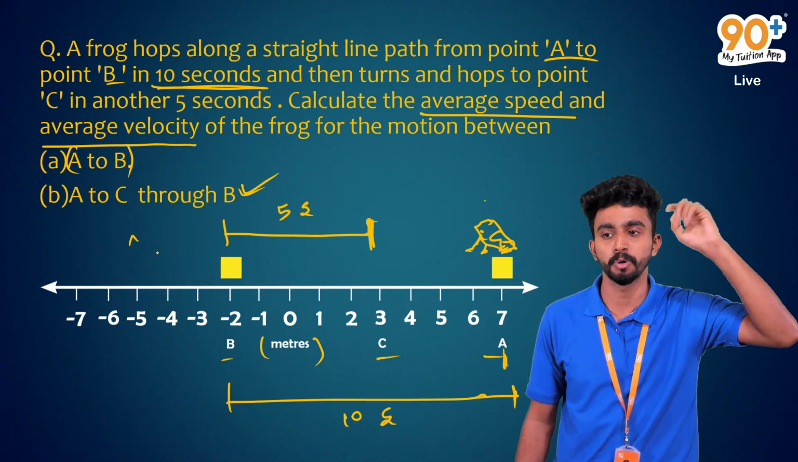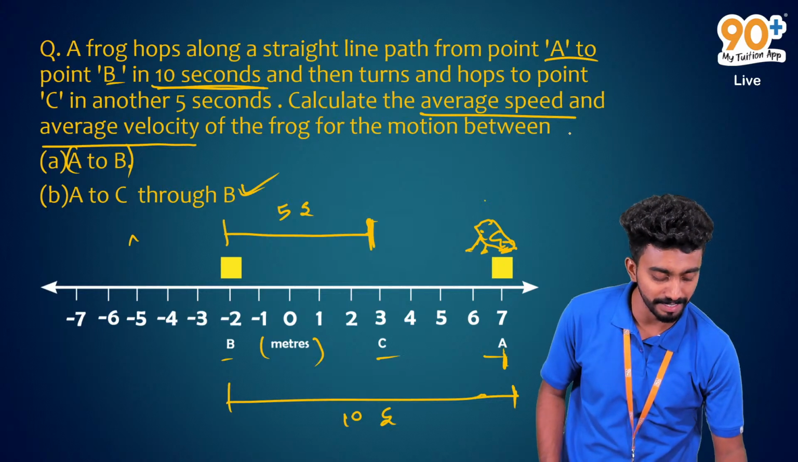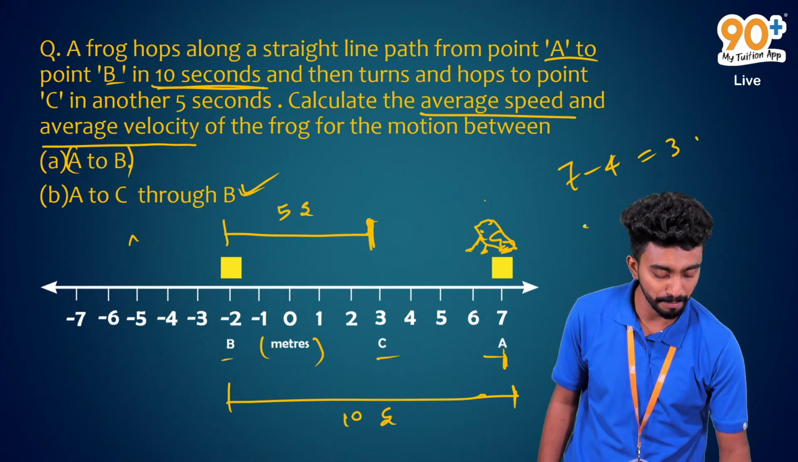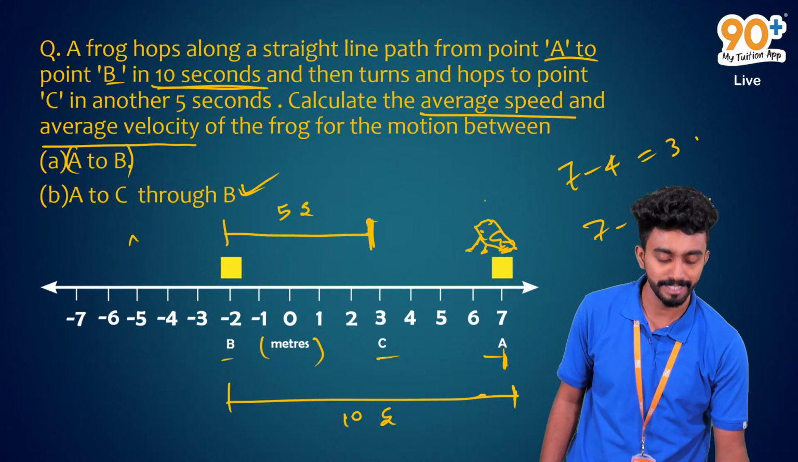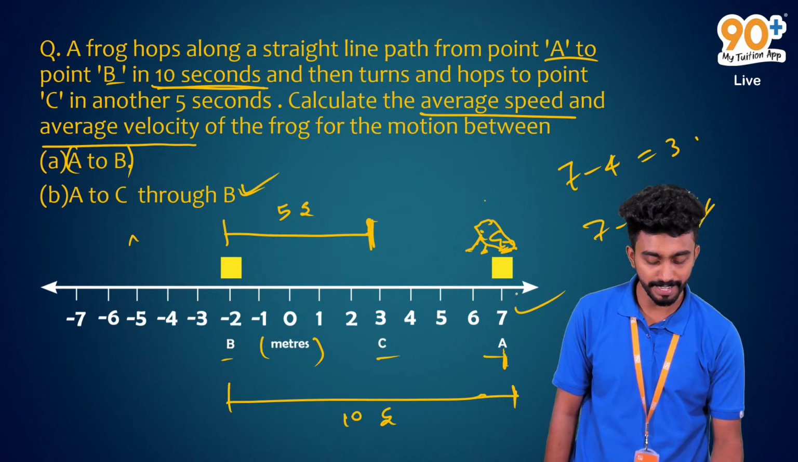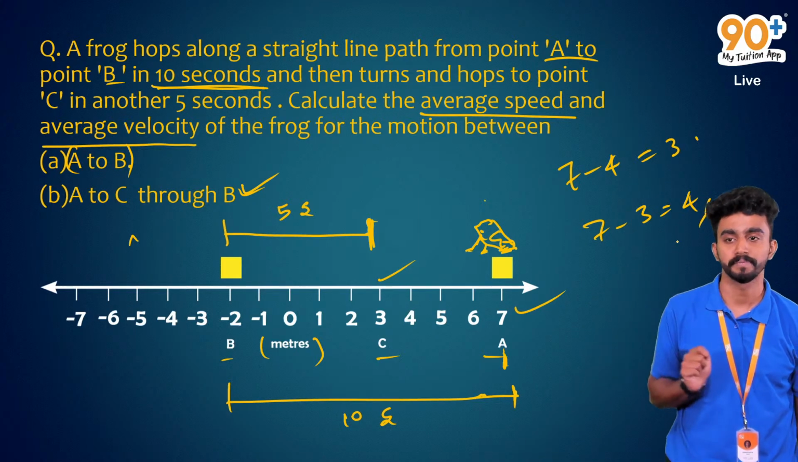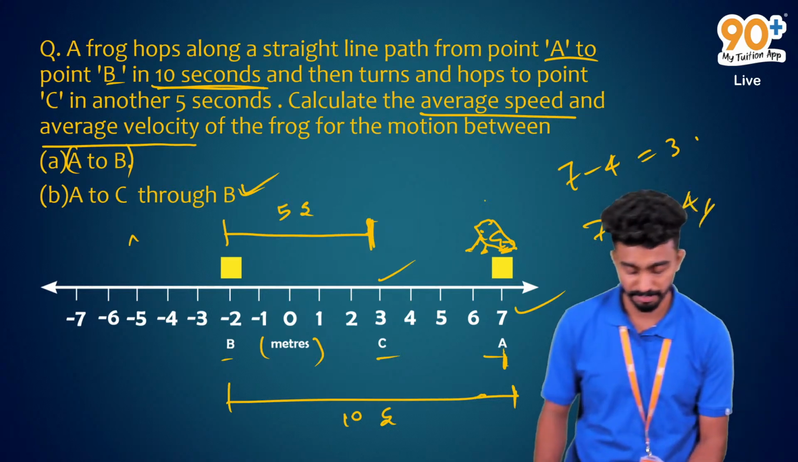Abid, I hope it is clear. Mathematically, 7 minus 3 gives you 4. Here it is 7 and 3, so even if we subtract 7 minus 3, you will get the answer as 4. Clear, Abid? Fine.